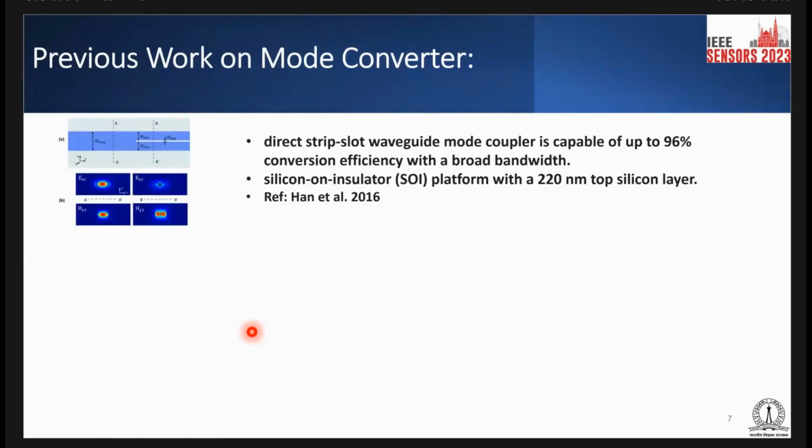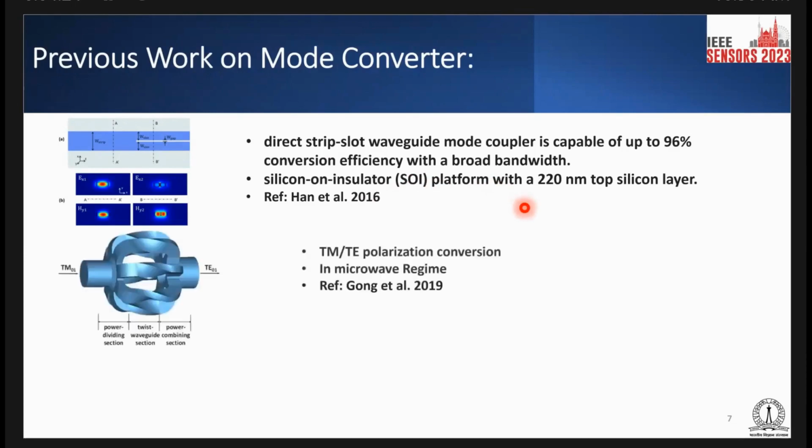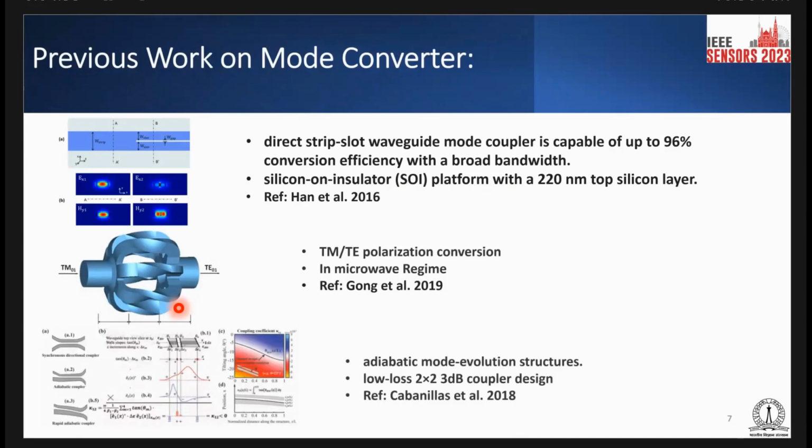And this is a direct strip to slot waveguide mode converter, where people have shown 96% conversion efficiency with a 220 nanometer silicon layer. And this is a mode converter in the microwave regime, a TM to TE polarization converter. And this is an adiabatic converter. As you can see, this is an adiabatic mode converter, and this is also done in the near-IR regime.